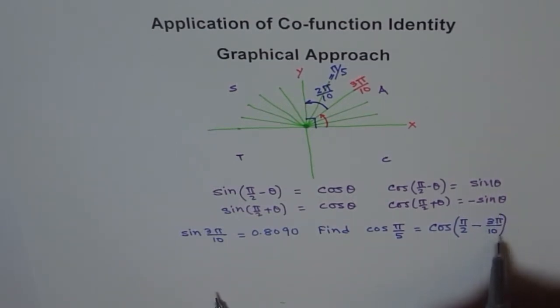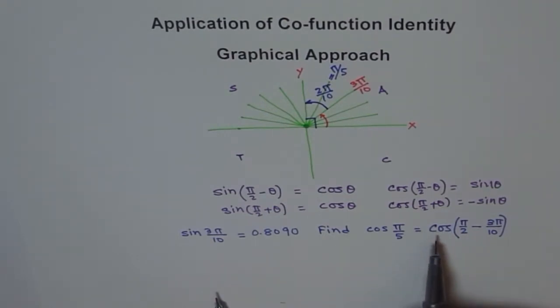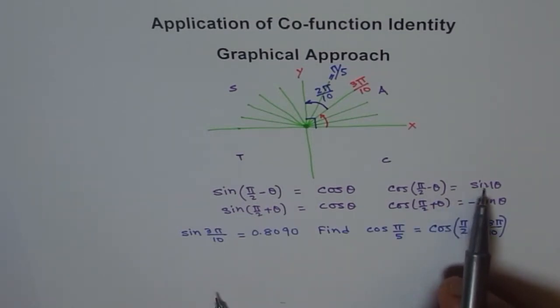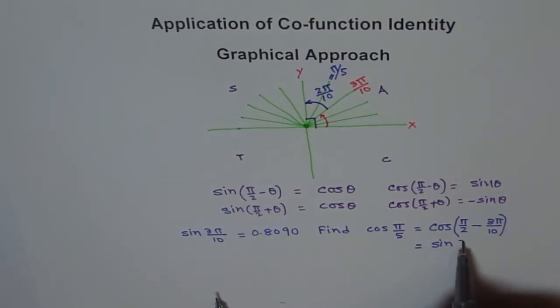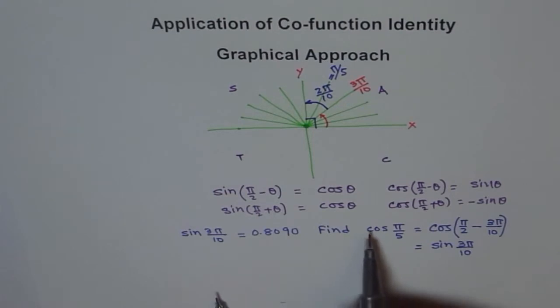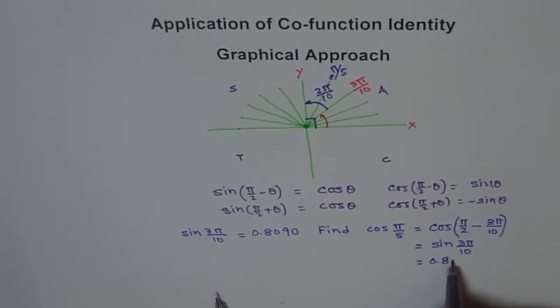Is it okay? Now from the cofunction identity, cos of pi by 2 minus theta is actually equal to sine theta, right? So we'll end up with sine 3 pi by 10, okay? So here it is, sine 3 pi by 10. And since we know the value of sine 3 pi by 10, now we know what cos pi by 5 is. And we say, well, this is equal to 0.8090.